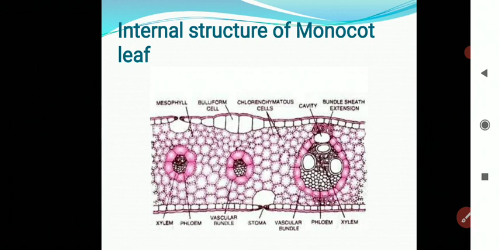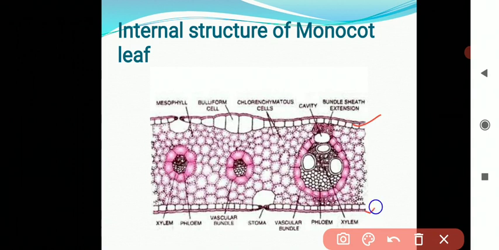and the epidermal layer is uniseriate, that is made up of a single layer of cells. The epidermal cells are more or less oval and compactly arranged. So this is the epidermal layer. This one is upper epidermis, this one is lower epidermis, and epidermis is covered with the cuticle. Now the outer wall of epidermis is cuticularized, and the upper epidermis consists of bulliform cells.